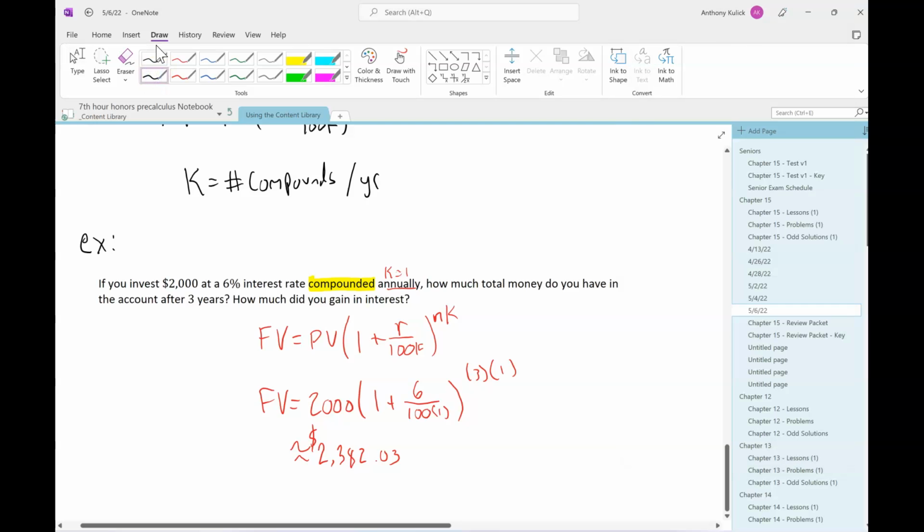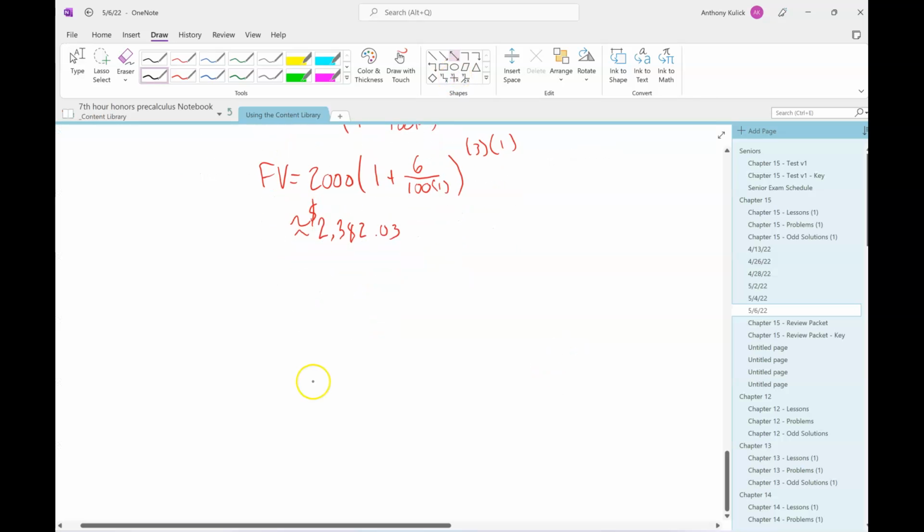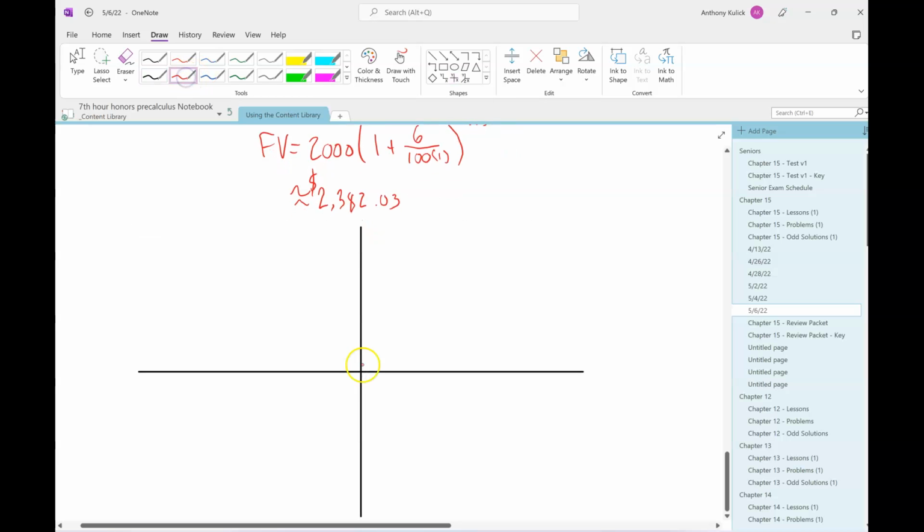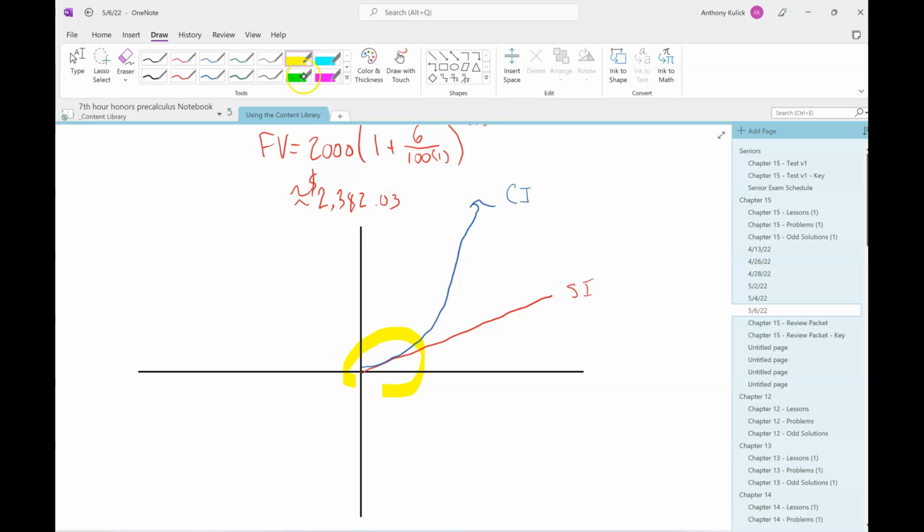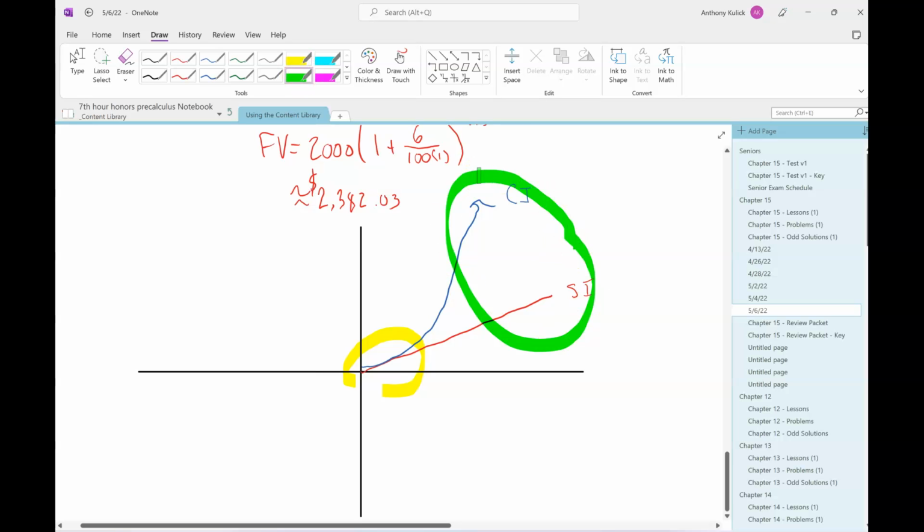What's going on there? Why is that difference so big? Yeah, so you're right on. My simple interest is like a linear function, right? You're just getting 120 bucks every year. That's it. Our compound interest is exponential. So if you look early on, not a whole lot of difference between the two, right? But we go far enough out in the future and whoa, there's a big difference. Cool.